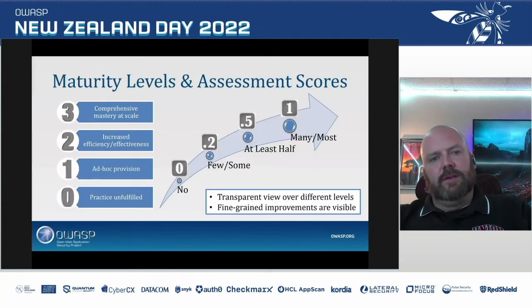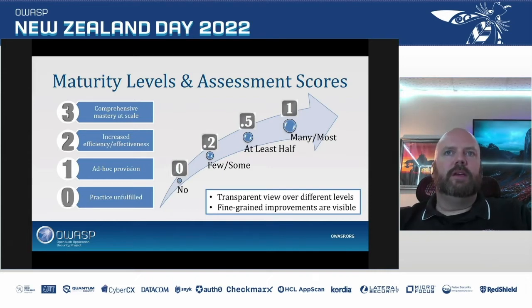So one of the big things that we did in SAMM 1.5 is we had to update how the scoring worked for doing assessments against the model. In SAMM 1.0 and 1.1, you would have assessment questions. And these questions would essentially ask you, for example, in education and guidance, do you have role-based training? So something specific for testers or developers or project managers, things like that. And the answer was essentially yes or no.